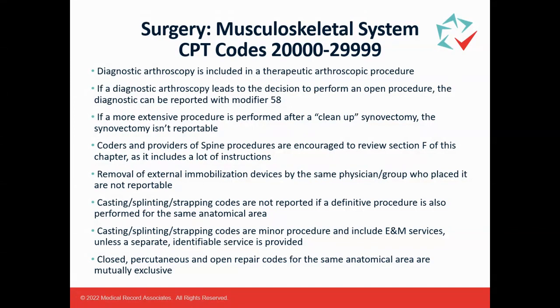Closed percutaneous and open repair codes for the same anatomical area are mutually exclusive. So I can't stress enough going back and looking at these individual chapters separately if it's your area of coding, because there's a lot covered. Section G here in the musculoskeletal covers a lot of examples in regards to multiple manipulations, fracture care, dislocations. So please go back and read that carefully. For time's sake, I was just not able to include it in the presentation today.